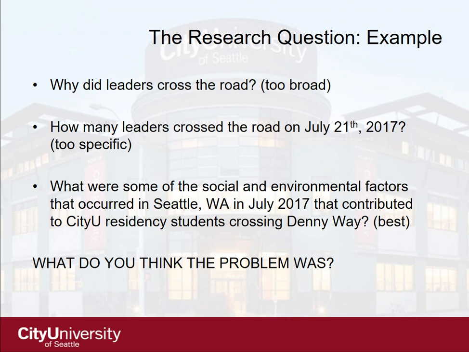Now, what's the problem? What do you think the problem was there? Is it the problem that too many people were crossing the road? It could be. There were too many doctoral students at CityU's residency? That'd be great, but that could have been a problem too. So think about it. The research question should align with the problem.